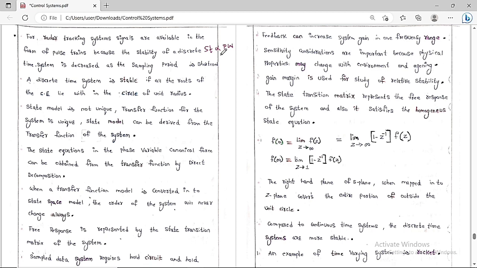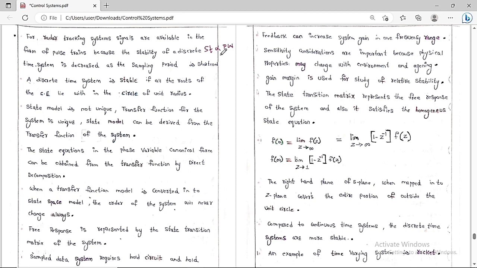The next point is, the state model is not unique, whereas the transfer function for the given system is unique. The state model can be derived from the transfer function of the system. I have already told you we are going to compare the transfer function as well as the state model. In the case of the transfer function, we have assumed the initial conditions are 0, whereas in the case of the state model, we have considered the initial conditions. The transfer function for a given system is unique, whereas the state model for a given system is not unique.